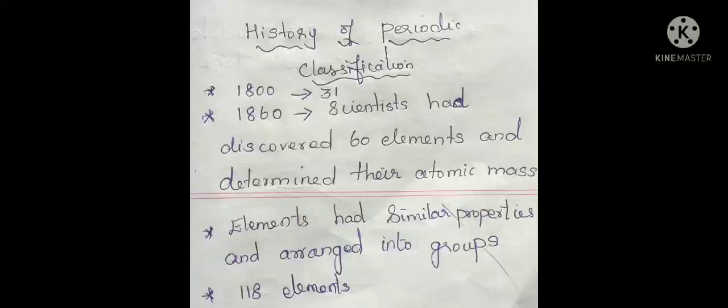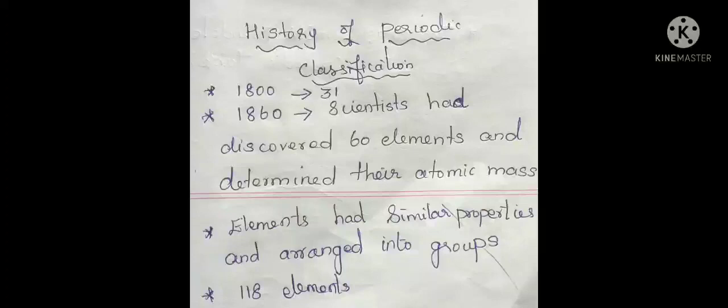But later on, due to the discovery of several elements with different properties, we now have 118 elements. It is very difficult to study all 118 elements and their chemical properties individually. So the scientists thought to categorize these elements into groups based on their properties, because most of the elements had similar properties. Elements with similar properties are put into one group. Many scientists made attempts to classify the elements based on their physical and chemical properties.